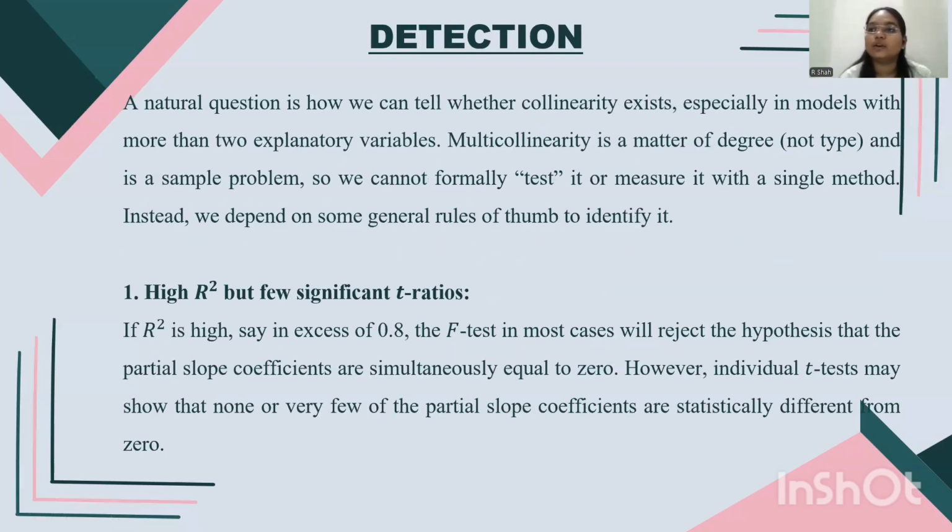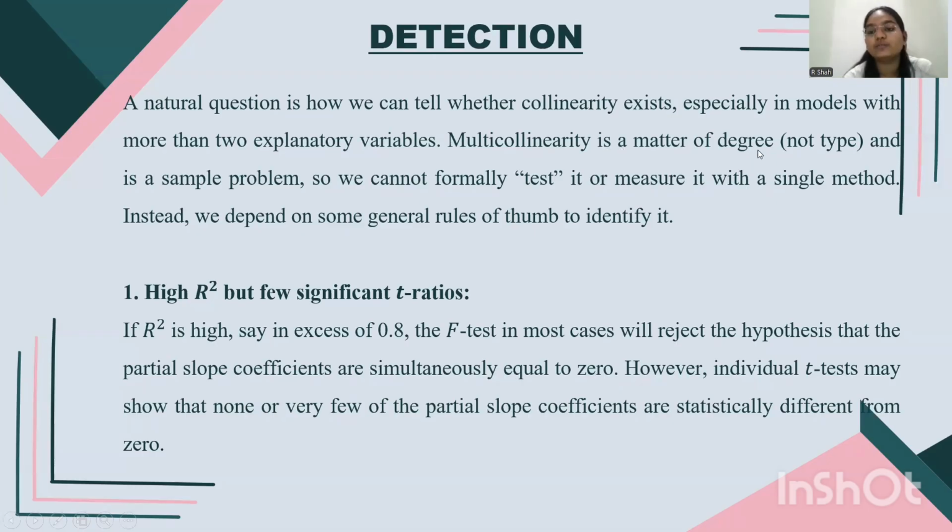So we have already shown its sources and its effects. So how can we detect multicollinearity, right? If we want to know about multicollinearity, there are several ways to detect it, so let's see them one by one. A natural question is how we can tell whether collinearity exists, especially in models with more than two explanatory variables.